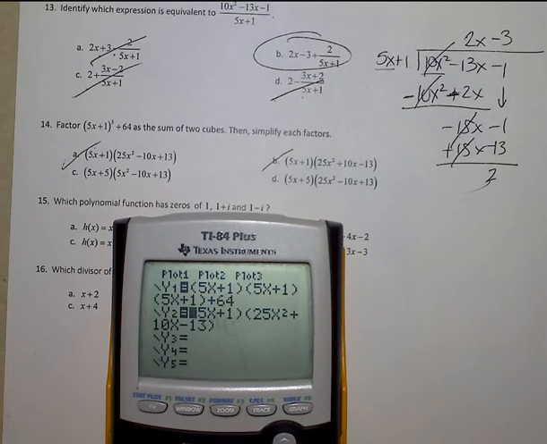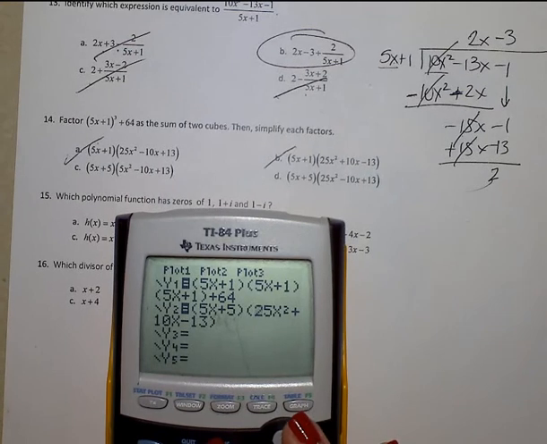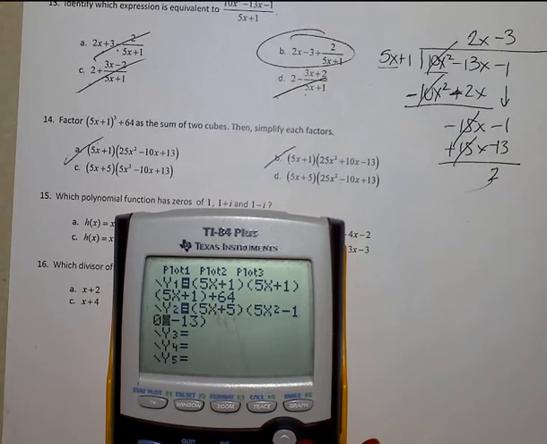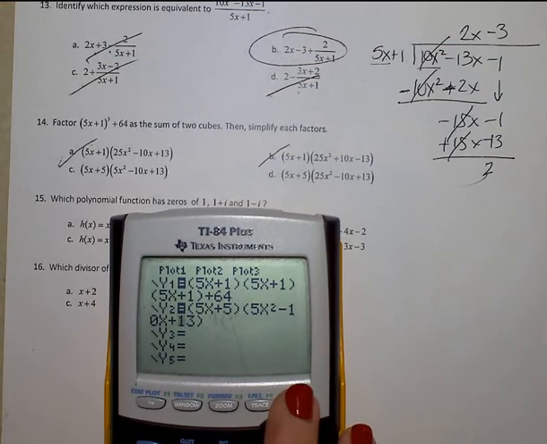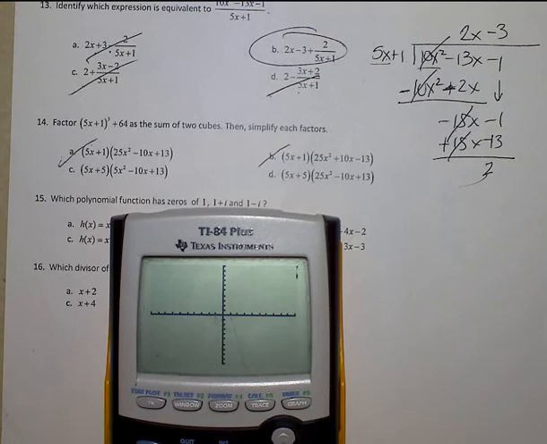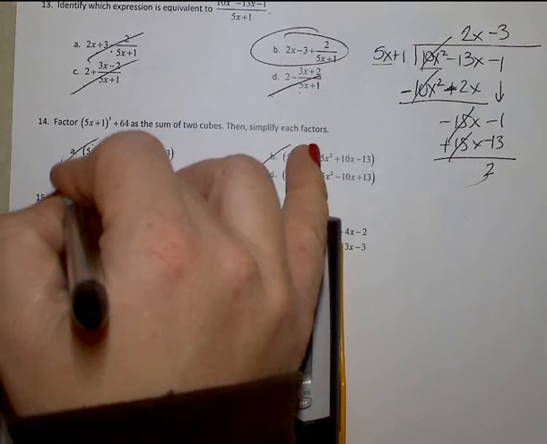Now let's change this to 5x plus 5. I can delete the 2 by hitting the DEL at the top. So I have 5x squared minus 10x plus 13. Right now I've just typed in option C. It's graphing them. When this stops, then both have been graphed. It's done. They're the exact same line. Correct answer is C.